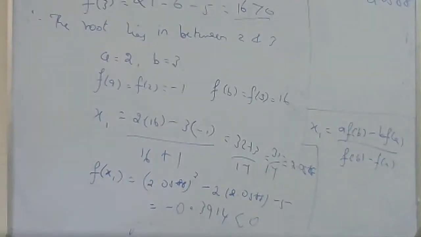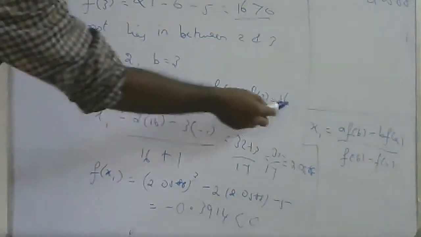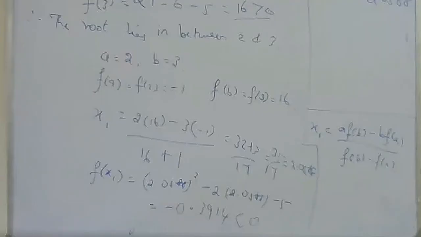Okay, it's negative. So f of A is negative, f of B is positive. Yes, 3910. Okay.